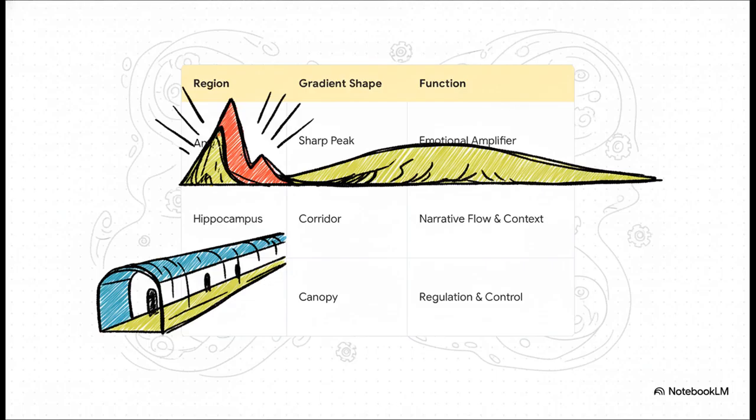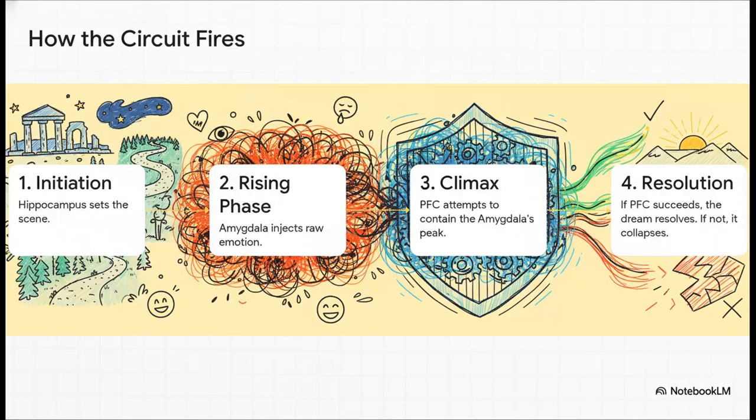Then there's the hippocampus, which forms this long corridor, providing the story's flow and its context. And finally, the prefrontal cortex, or PFC, acts like a big canopy over everything, trying to regulate and control the whole show. And here's the play-by-play of how they all work together.